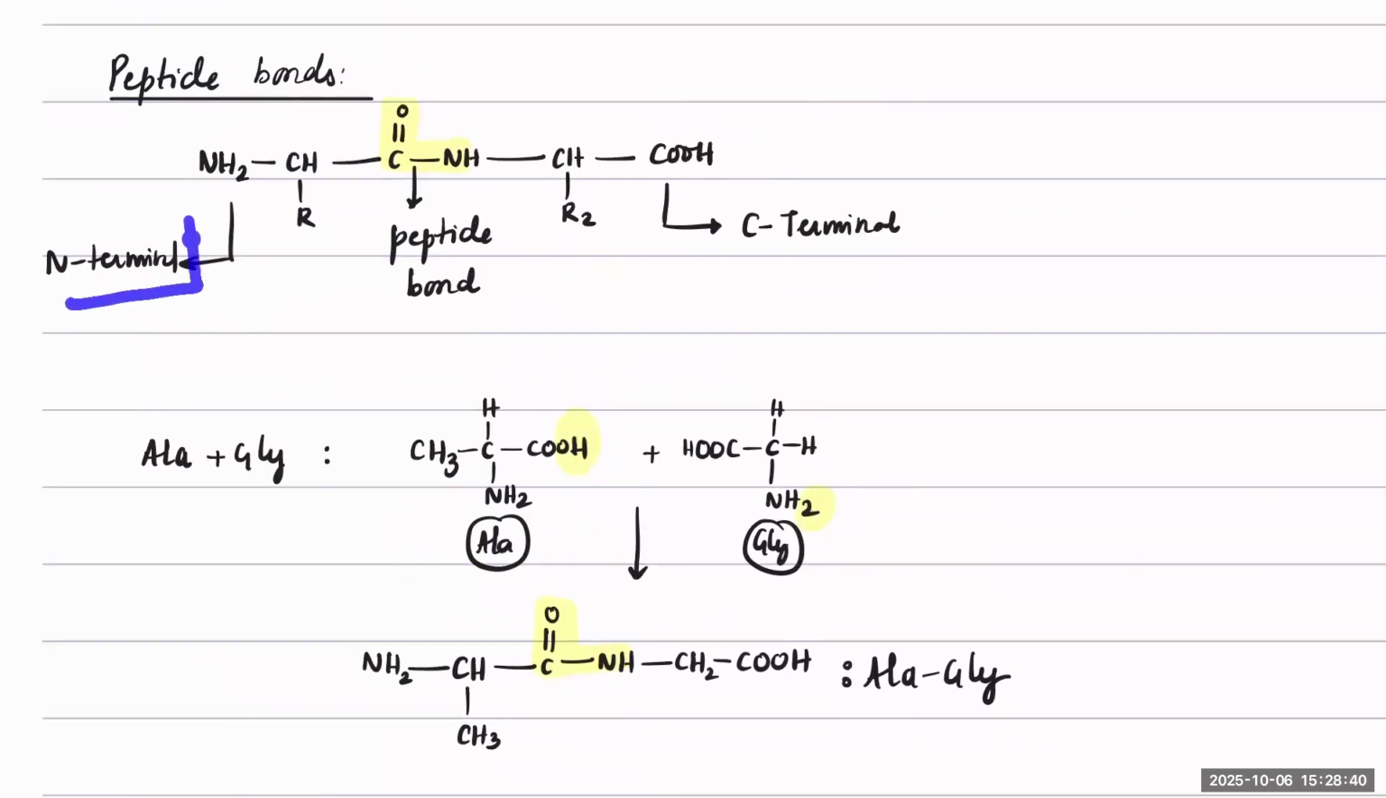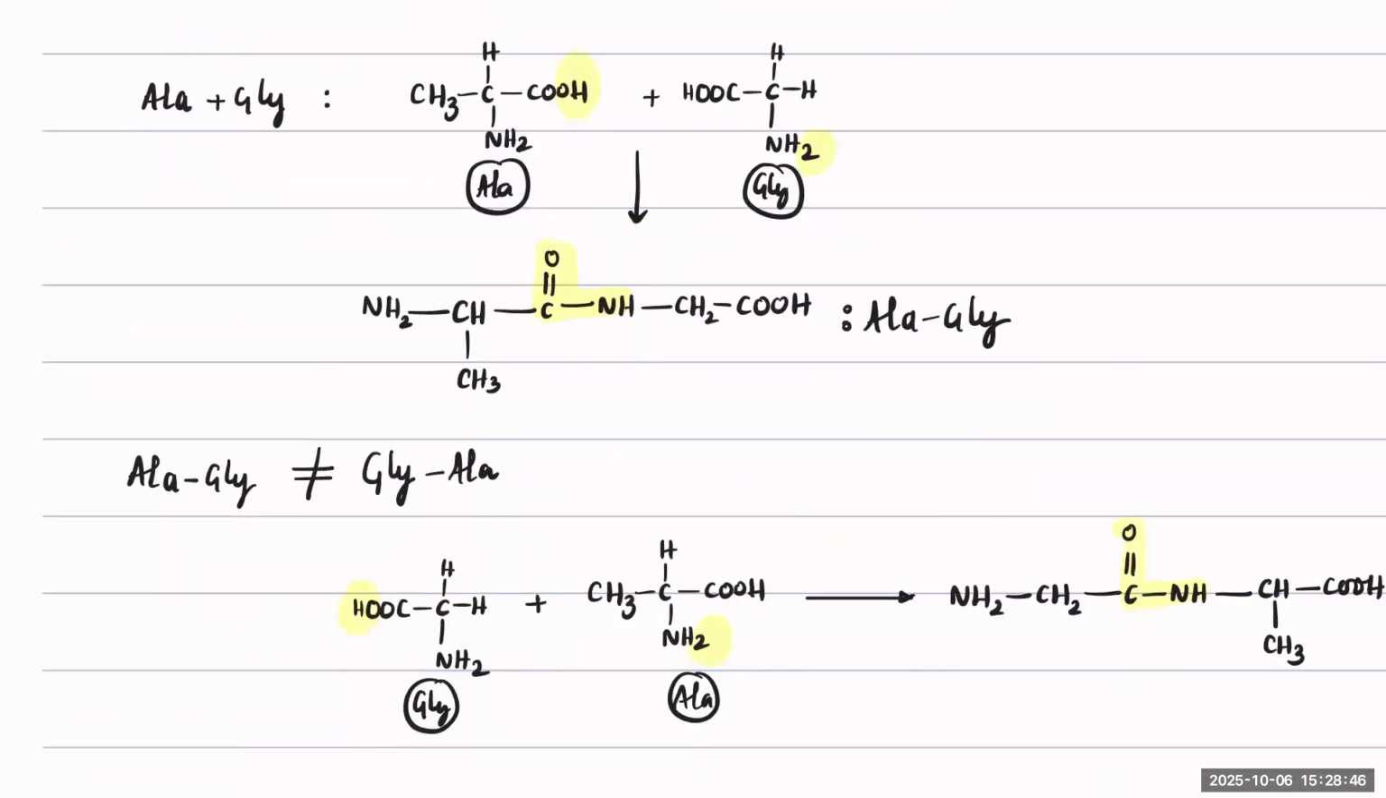The nitrogen side is called the N terminal. The carbon side is called the C terminal. Okay.